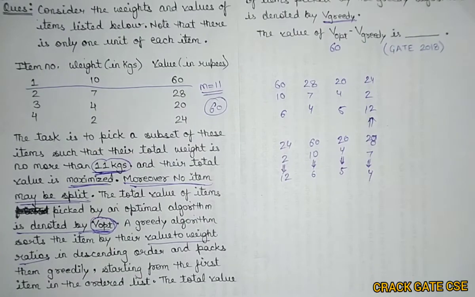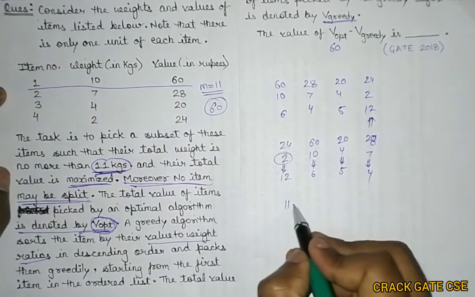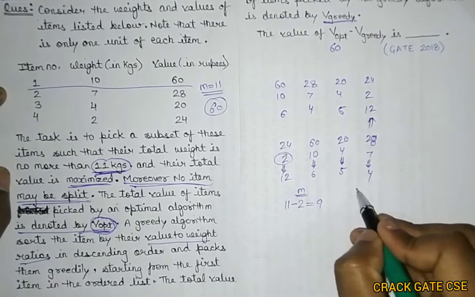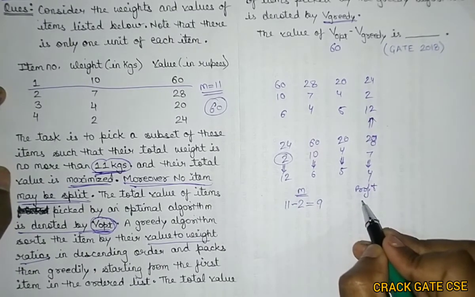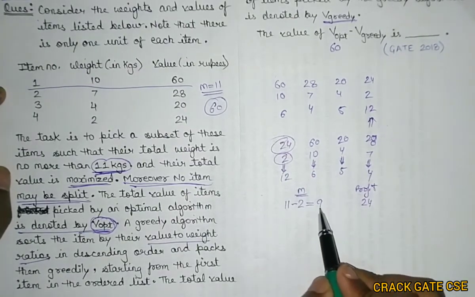That means we have to take 24 first. So from 11 I have to subtract the weight. What is the weight? 2. So this is M, the capacity, and here I am writing the profit. What will be the profit we are getting? 24 is the profit, right? Now we have 9 capacity.